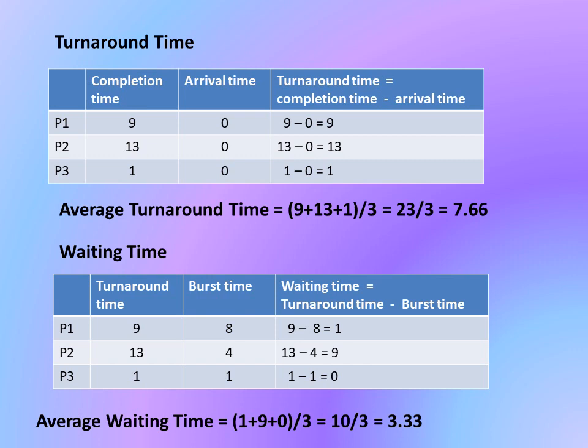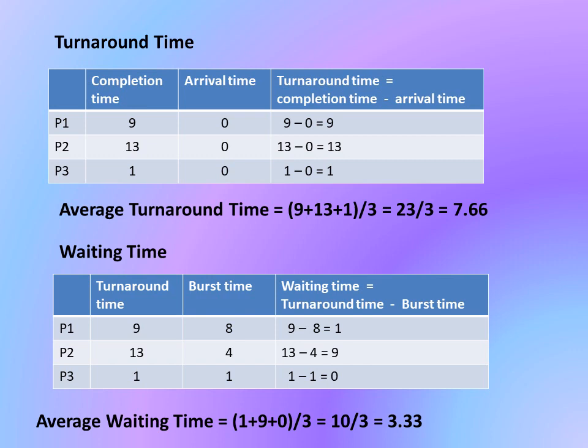Now let us calculate average turnaround time. Average turnaround time is equal to the sum of turnaround time of each process divided by total number of processes. So the average turnaround time is equal to 9 plus 13 plus 1 divided by 3, which is equal to 23 divided by 3 and is equal to 7.66 approximately.